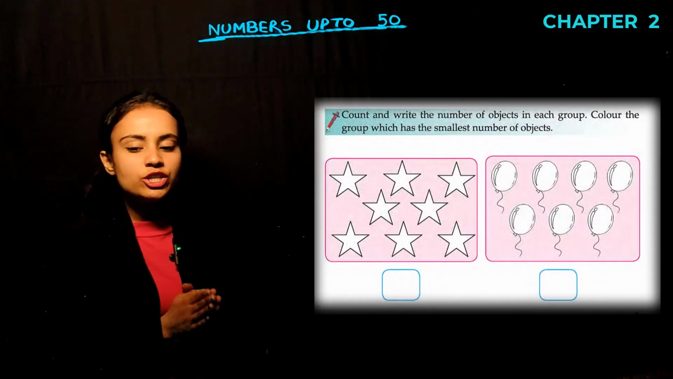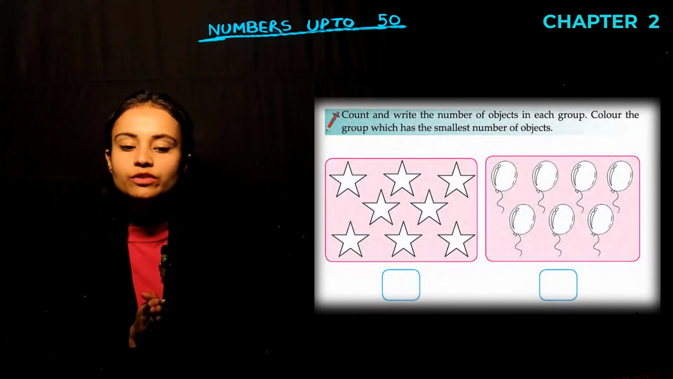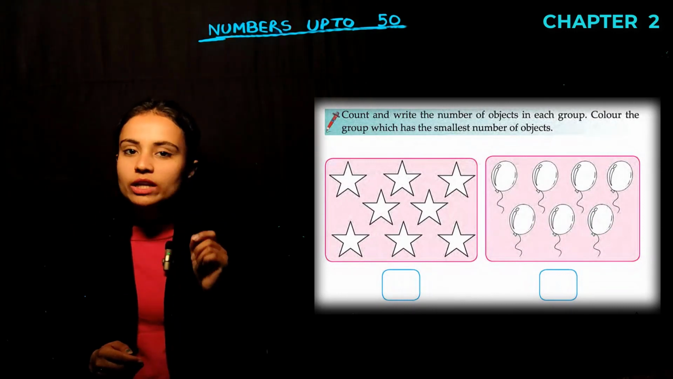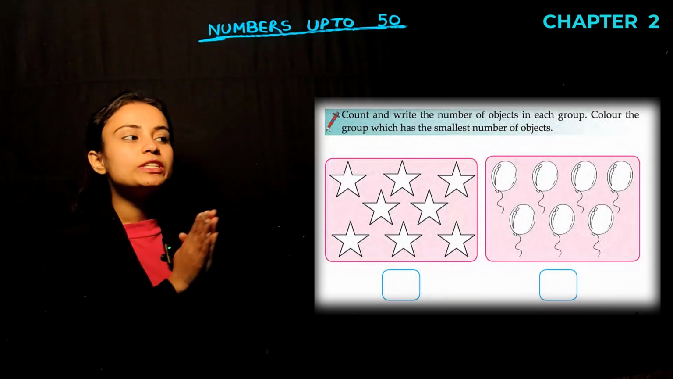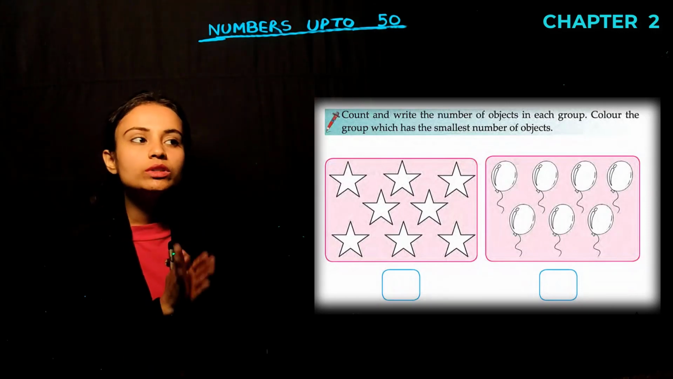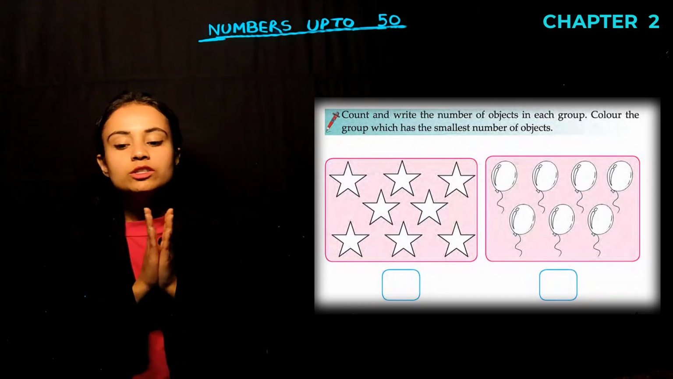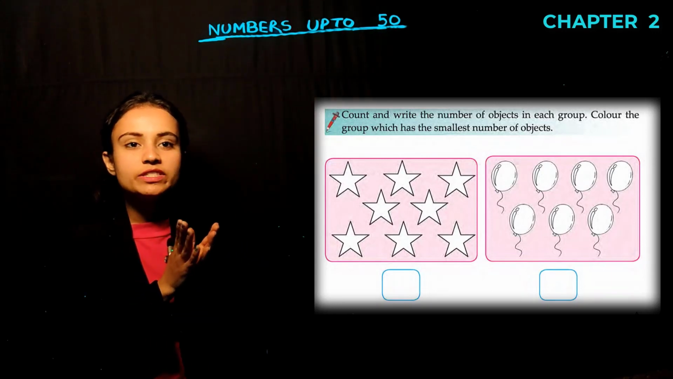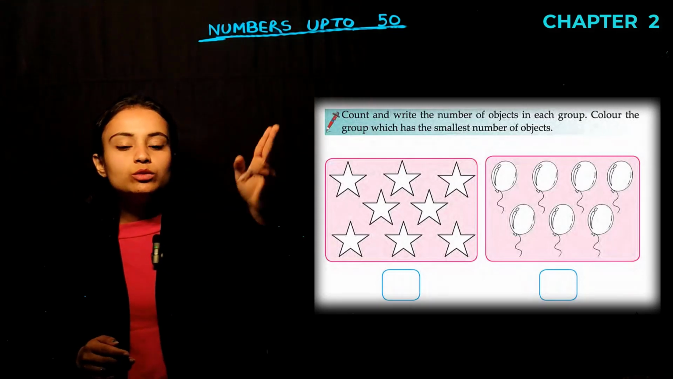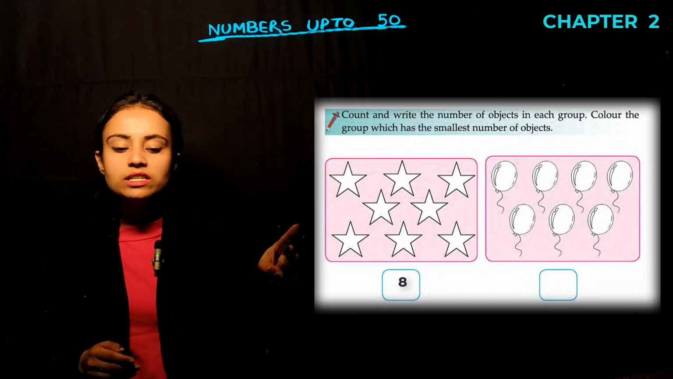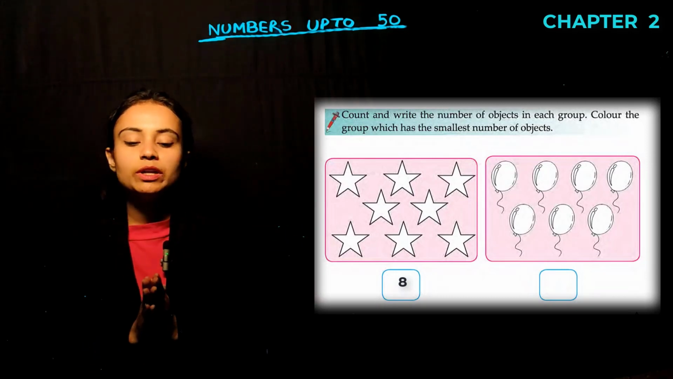Our next question is: count and write the number of objects in each group and color the group which has the smallest number of objects. So here 2 pictures are given. We have to count the number of objects in each picture and write the numbers. So let's count. First count the number of stars. 1, 2, 3, 4, 5, 6, 7, 8. Here are a total of 8 stars. So we'll write 8 below them.